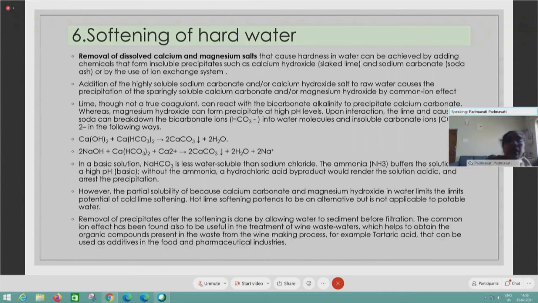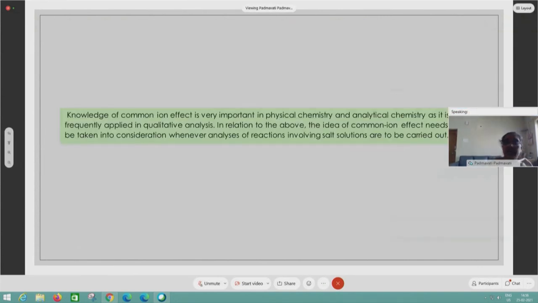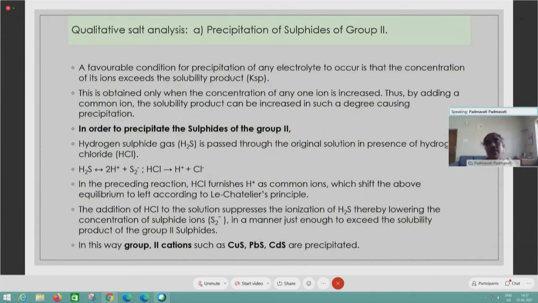The common ion effect is the main principle involved in the precipitation of calcium and magnesium salts as calcium carbonate and magnesium carbonate. So this common ion effect is important for us in general physical chemistry and in analytical chemistry, for semi-micro analysis mainly. So let us go through it in qualitative salt analysis.